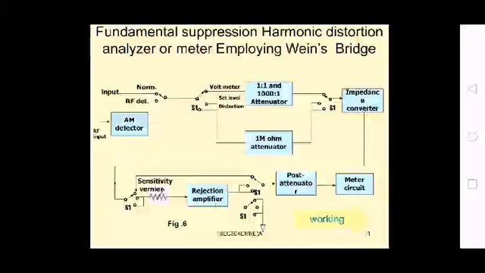So the first section is the input circuit with the impedance converter, the second one is the rejection amplifier, the third one is your metering circuit, and the fourth one is your power supply. Totally, this fundamental separation THD, or distortion factor meter, which employs the Wien's bridge circuit, looks like this. You can take a screenshot or you can draw this diagram. This one is very important for the essay question.